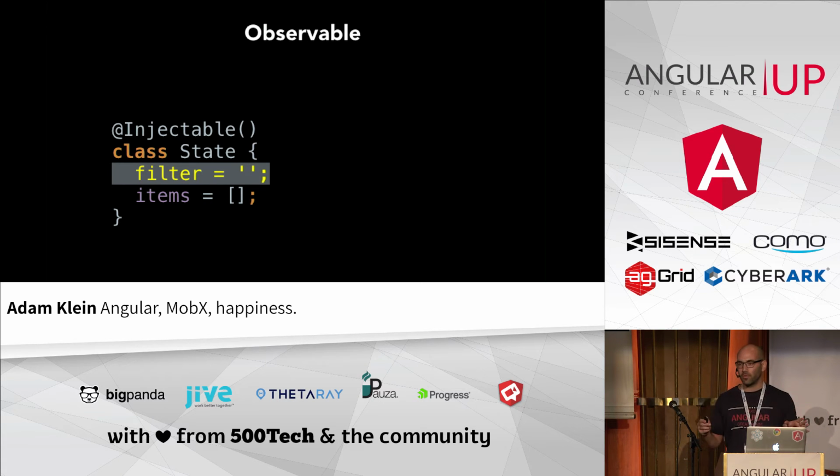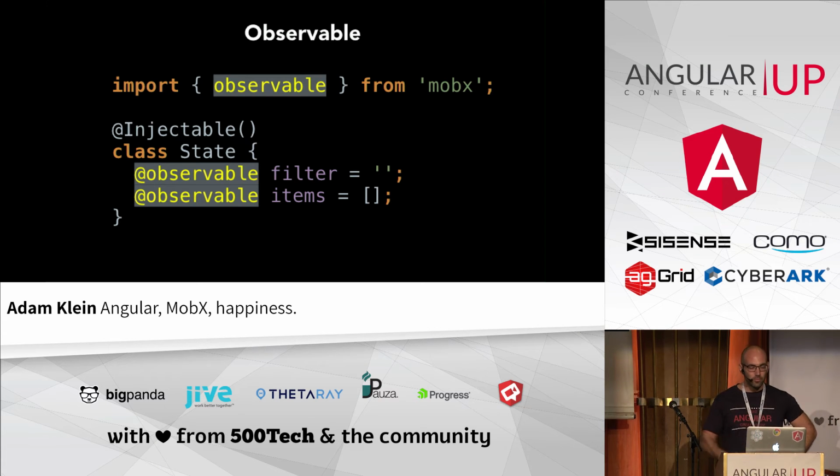Now to make it observable, so far there's nothing MobX about it. To make it observable, we import observable from MobX, and I just want to note this has nothing to do with RX observable. It's just the same name. And we decorate our class properties with the observable decorator, and that's it. So this is our minimal state.